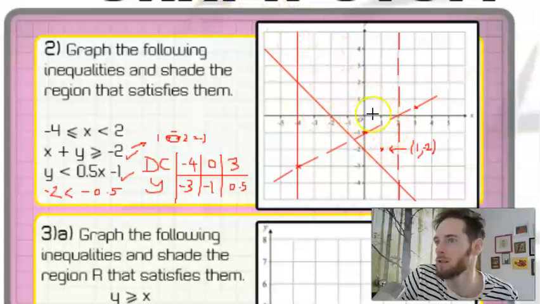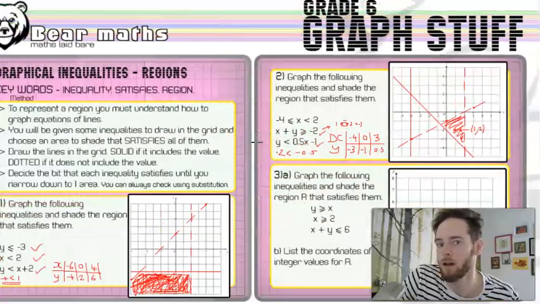All right, and let's just get that shaded, and that's it. That'll do. We'll have that. There's our area. That's our region. All right, lovely, fun, isn't it?